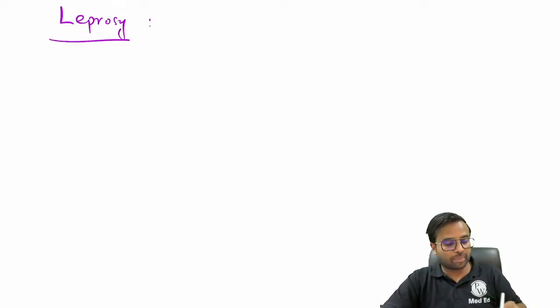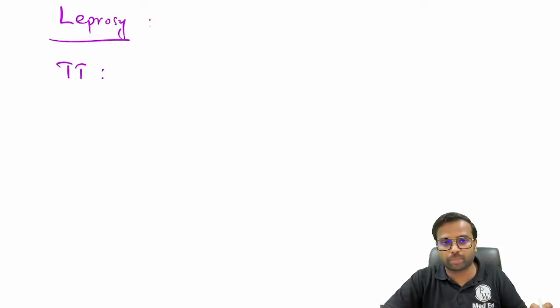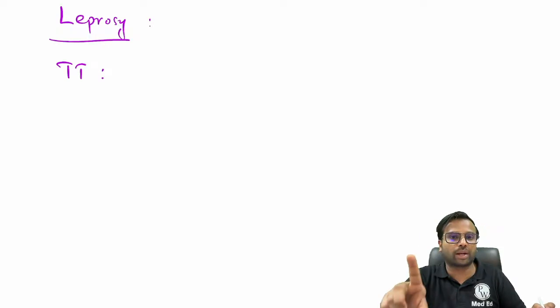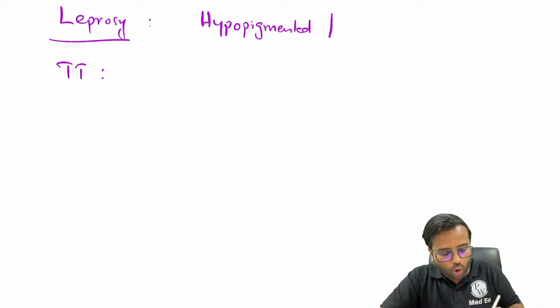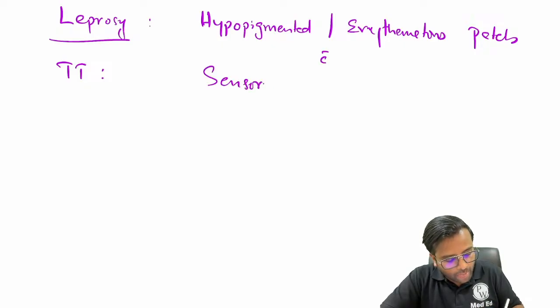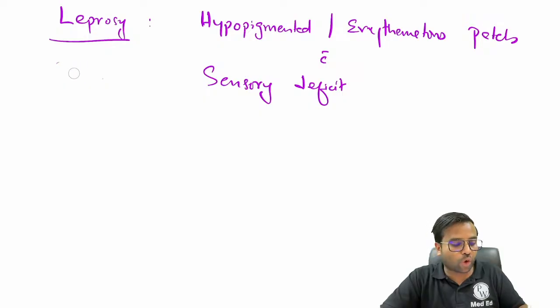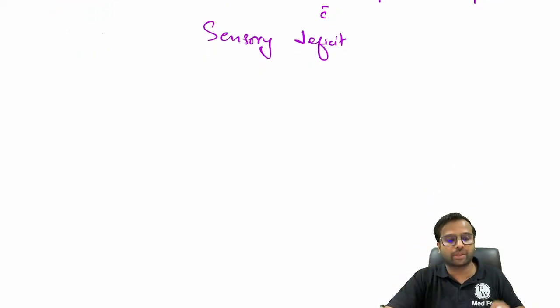Okay. And in leprosy, when we talk about tuberculoid type of leprosy, remember every type of leprosy, the question will be a hypopigmented or erythematous patch with a sensory deficit. That is going to be the most common clinical scenario, isn't it? Hypopigmentation will be there and sensory deficit will also be there.